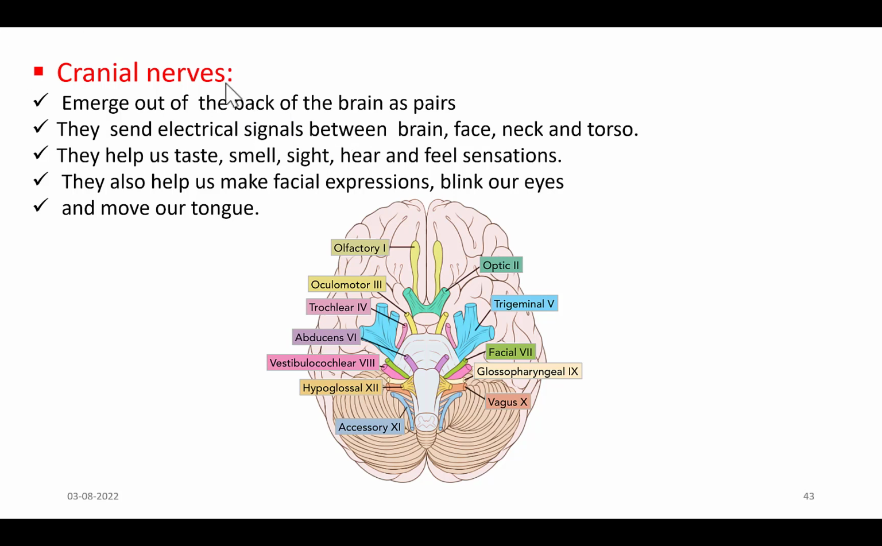So now the information is transmitted between these parts, and cranial nerves help us taste, smell, see, hear and feel sensations. They also help us make facial expressions, blink our eyes and move our tongue, because these nerves are between these parts. They are between the parts of the brain, head, neck and torso. So they help in these activities. Got it? It is logical, right? So that is about cranial nerves.